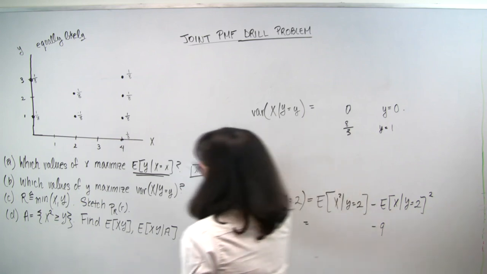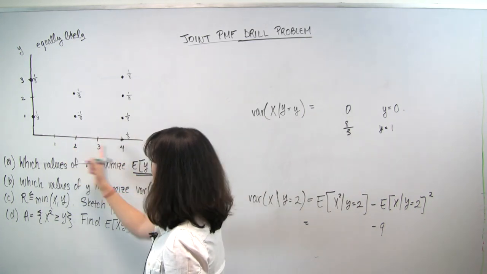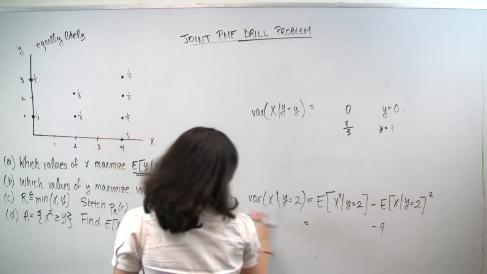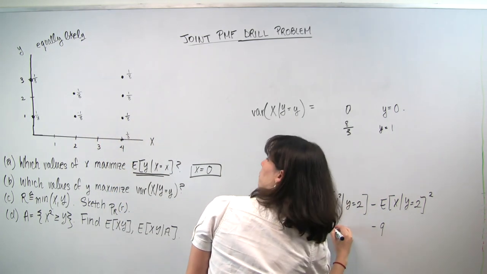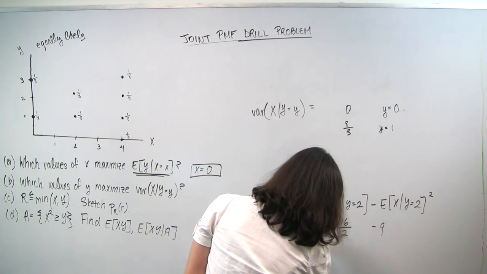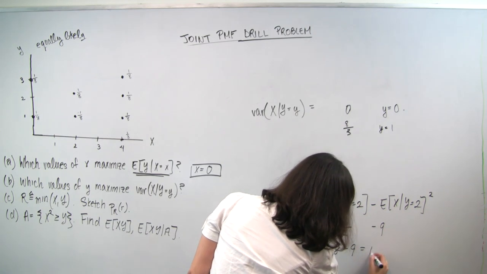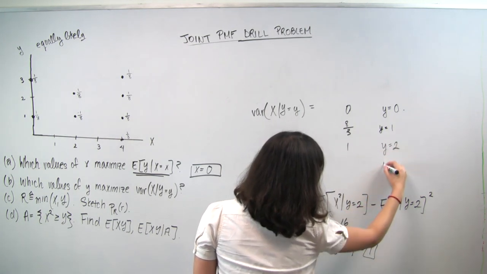And then, x squared can take on a value of 4, or it can take on a value of 16, and it does so with equal probability. So we get 4 over 2 plus 16 over 2. So this is 2 plus 8, which is 10, minus 9. That'll give us 1. So we get a 1 when y is equal to 2.